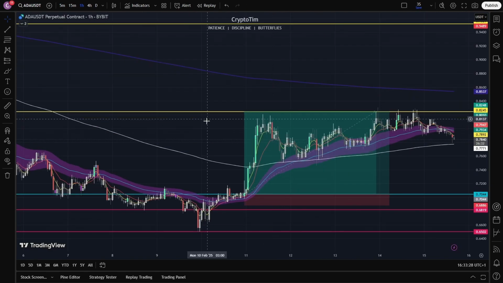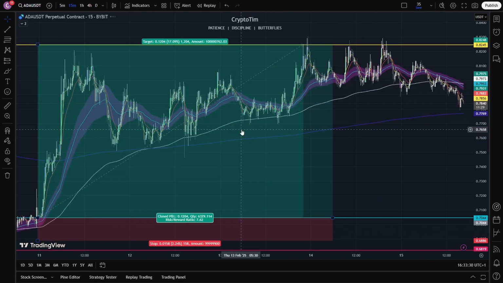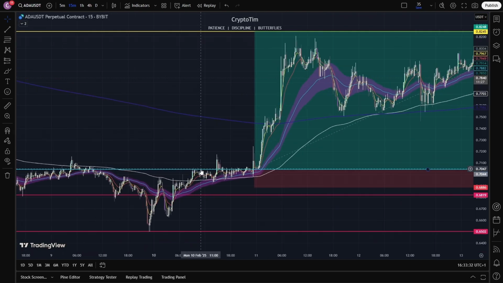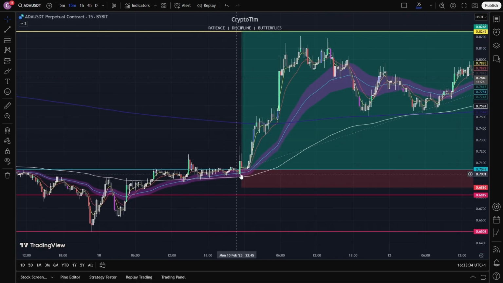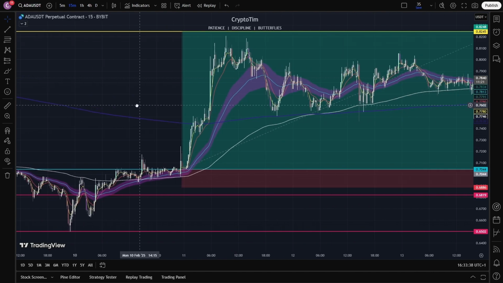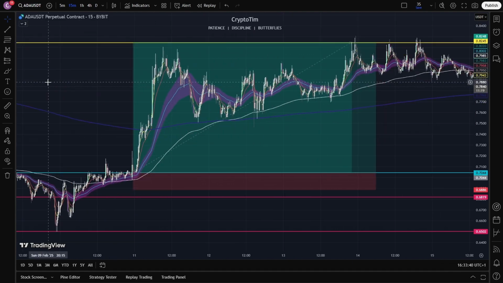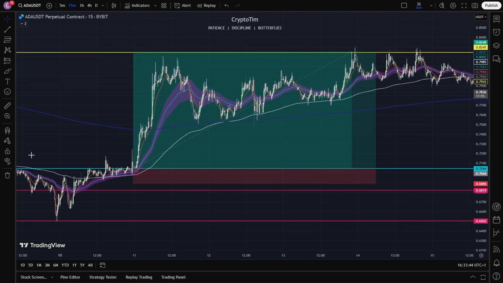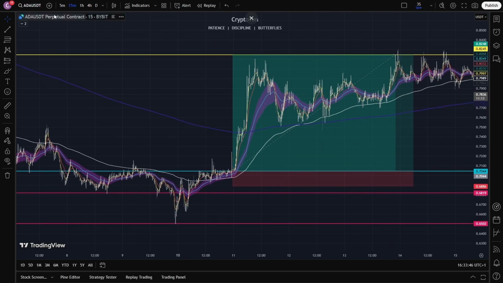So that was a confluence for me to look long or to take this long in combination with the vector candle and the current order book on Bitcoin. You could see the trade eventually hit full profit. So that's one way how you can use EMAs.